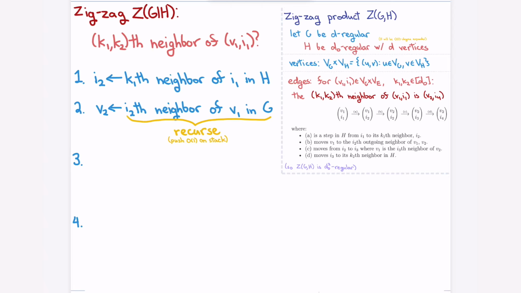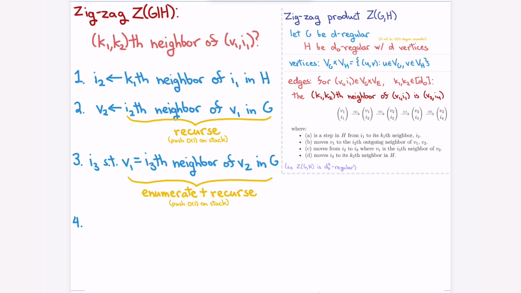Okay. Now the third one's a little bit trickier, right? Because you need to figure out the index I3, where V1 is the I3th neighbor of V2, that reverse lookup thing. Okay, how can I do that? We can just loop. So we just enumerate and you recurse on each guess. What is the 10th neighbor? Is it this? Okay, great. And then you do one more step in H. So you can simulate and work with this graph without constructing it explicitly.